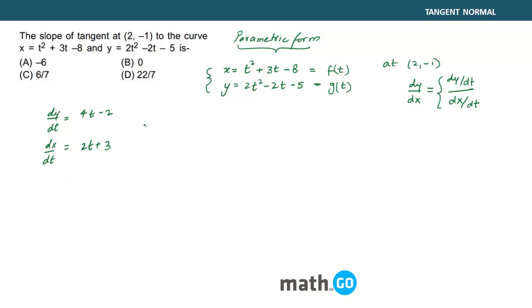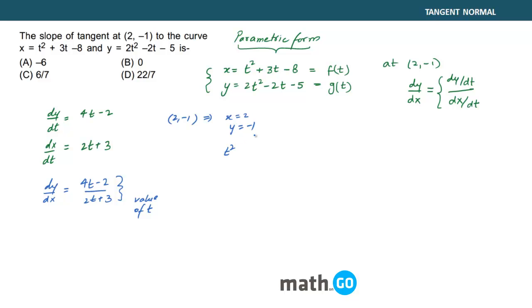Okay, but the problem is that you wanted to find this at the point (2, -1). So when I say (2, -1), what are these values? This implies that x is equal to 2 and y is equal to -1, whereas what you have got, dy/dx, will be this divided by this, that is (4t minus 2)/(2t plus 3). So for calculating this, you need the value of t, whereas you are given the values of x and y.